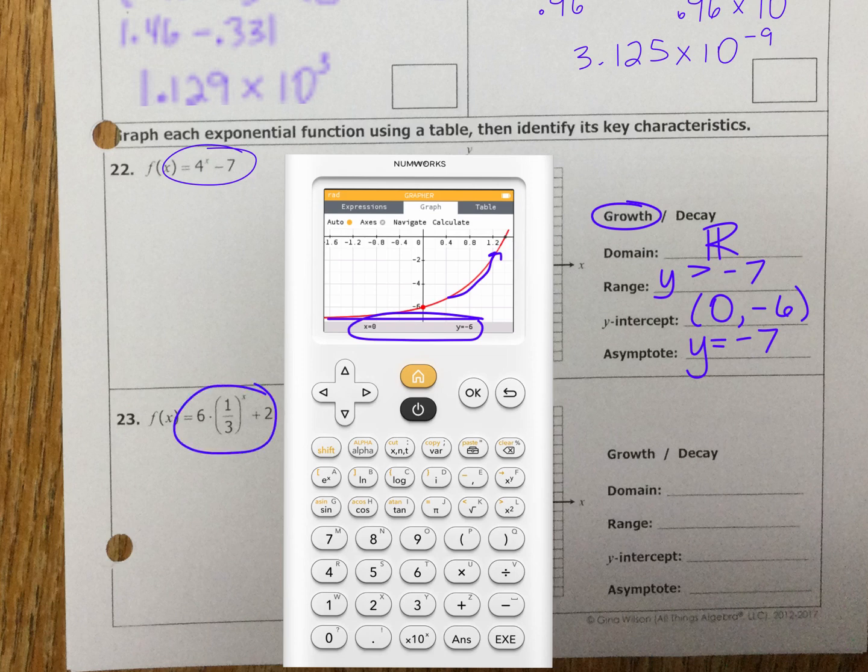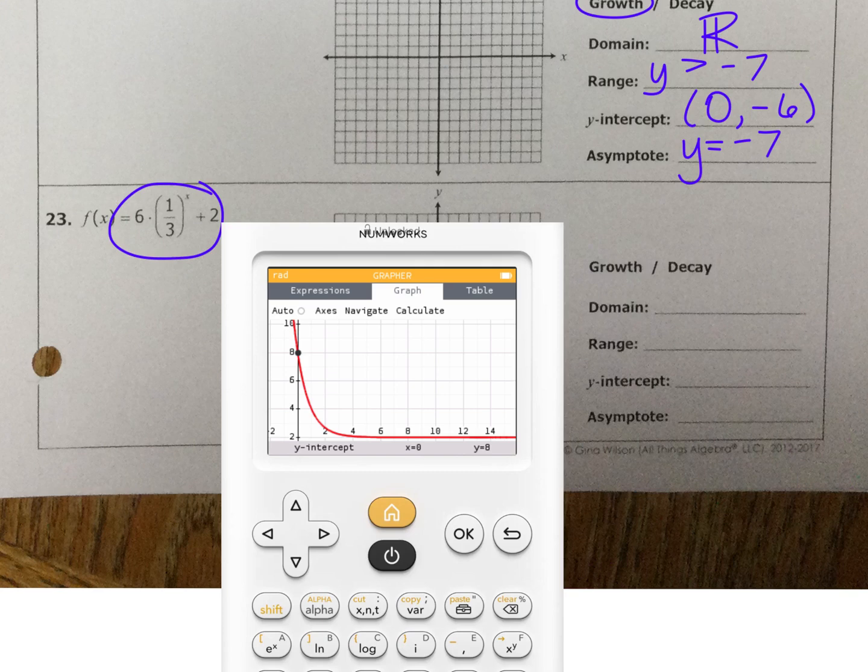Type this into your calculator. Okay, here's our next graph, and I can look at it and see that it is going down, so it's a decay. We know the domain is all real numbers. The range, I did a better job this time for you, and so this is the line. It almost touches, but not quite. So it's a 2, and it's above it. So y is going to be greater than 2, which makes our asymptote 2. Y-intercept is 0, 8.